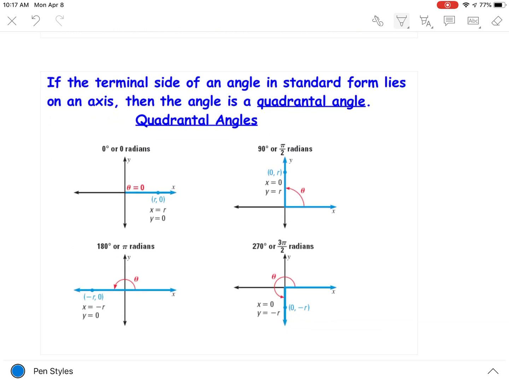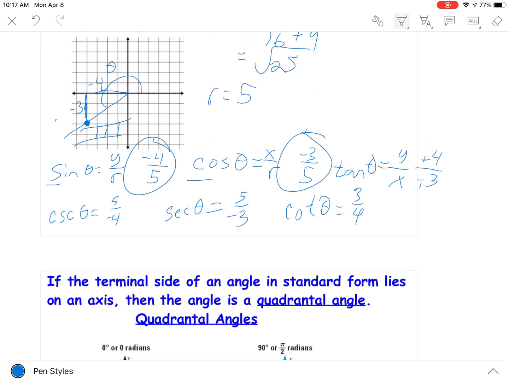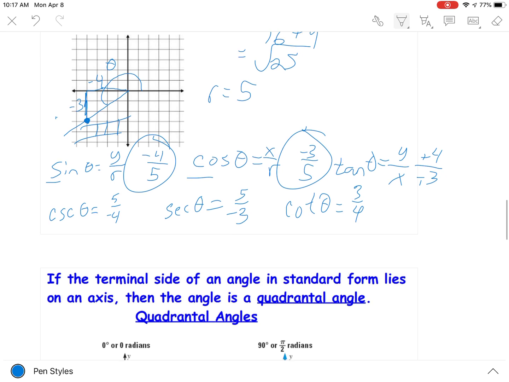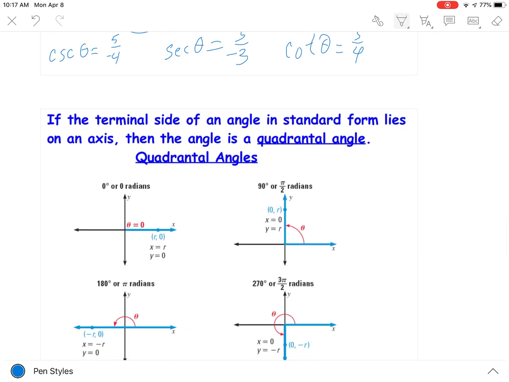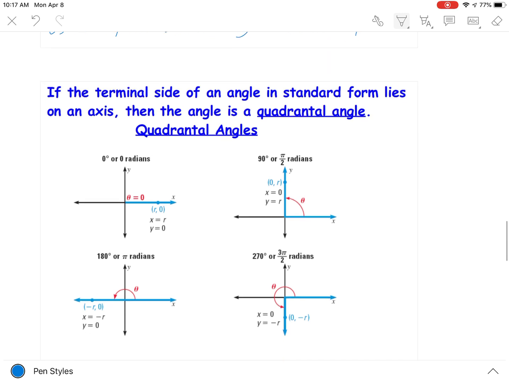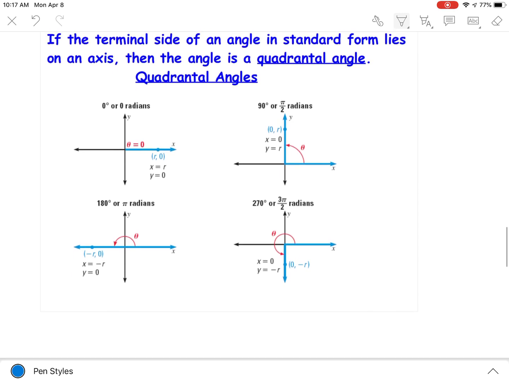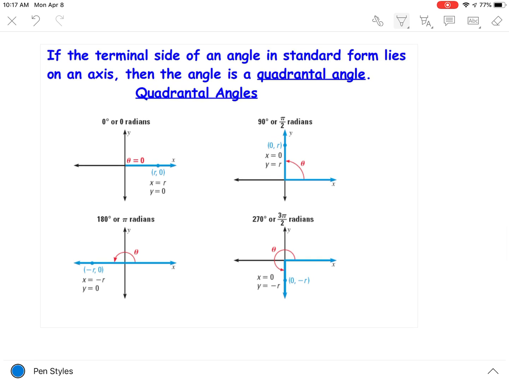Okay, so what happens if your angle ends up being smack dab on the axis? Because see here, this -4, -3 put me at an angle that's somewhere in the middle of the grid. It's not directly on. Well, if it's directly on, that means that your sine, cosine, and tangent kind of take the place of just your x and y. And what I mean is that your radius can change, but here is the point (1, 0).